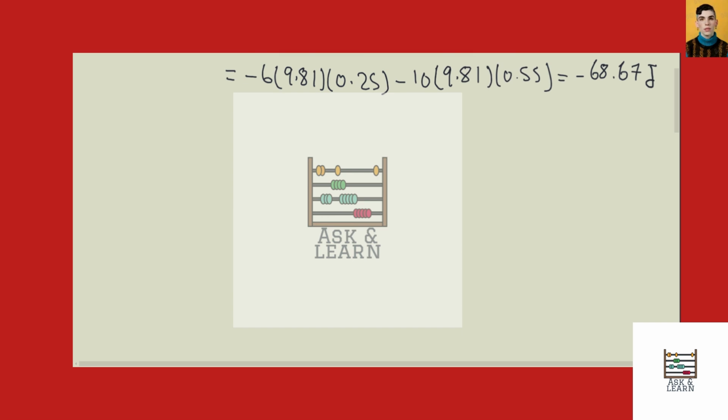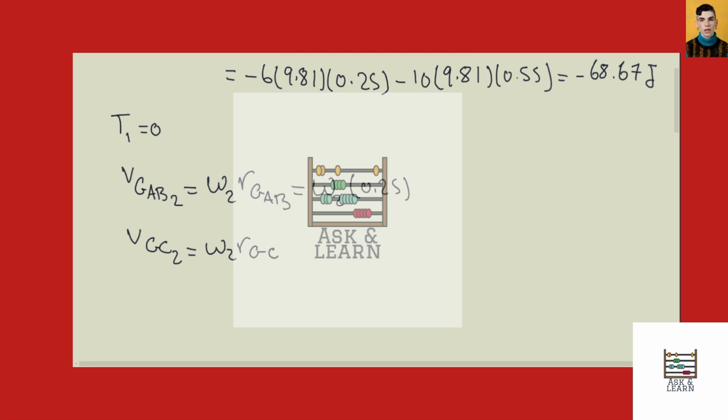Initially, T1 equal to 0. Since the hammer rotates about the fixed axis, VGAB2 is equal omega 2 RGAB, so omega 2 multiply 0.25, and VGC2 equal omega 2 RGC, which is equal omega 2 multiply 0.55.